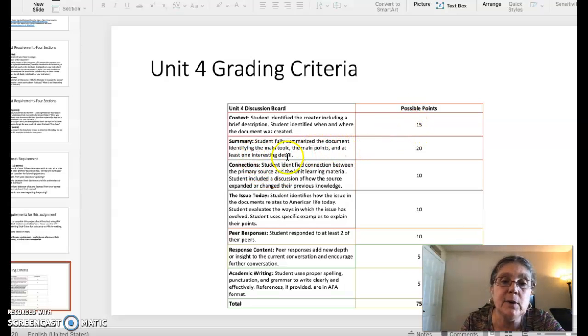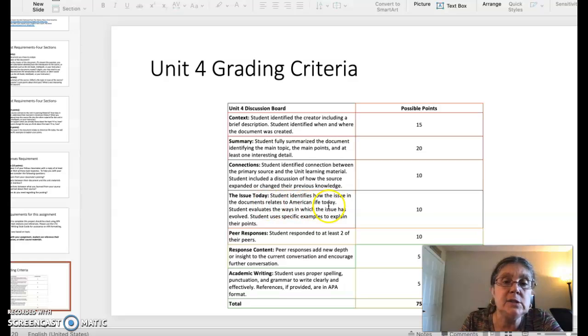Summary: student fully summarized the document, identifying the main topic, the main points, and at least one interesting detail. My comments, how many points out of 20? Connection: student identified connection between the primary source and unit learning material. Student included a discussion of how the source expanded or changed their previous knowledge. Remember, a key thing you should be discussing in the connection section is how did reading this document help you better understand Unit 4 learning materials and in particular Unit 4 IntelliPath? Okay, make sure you include that.